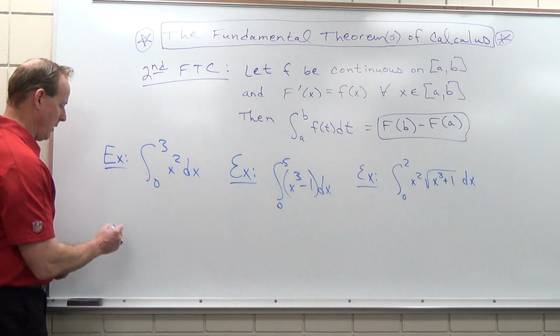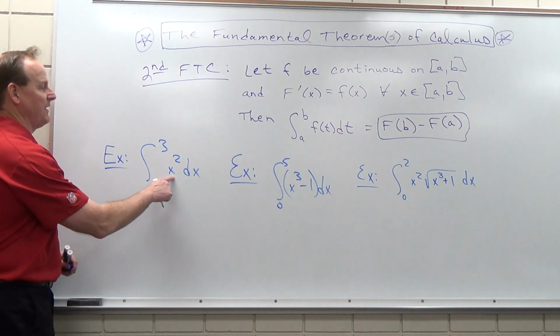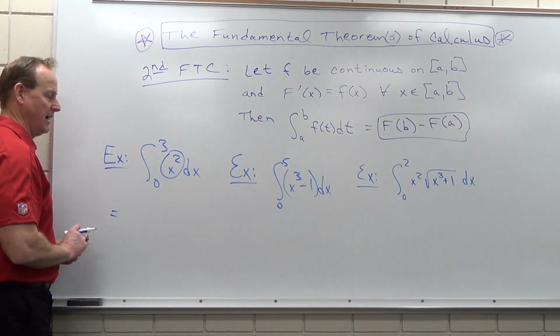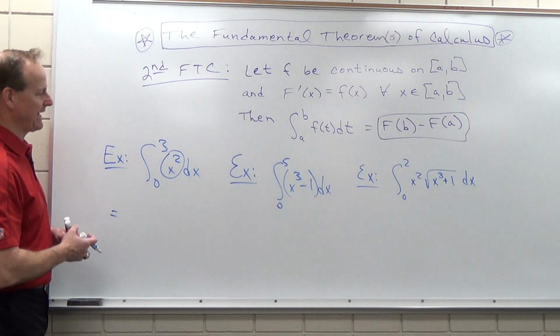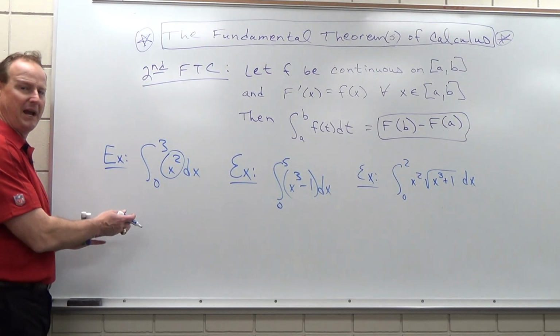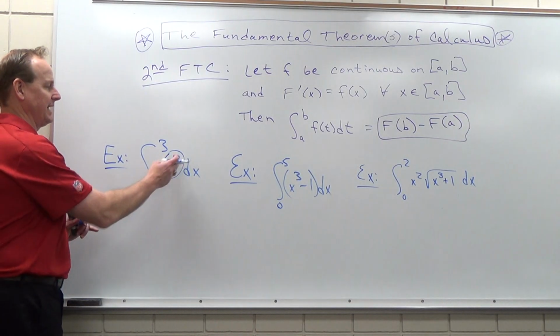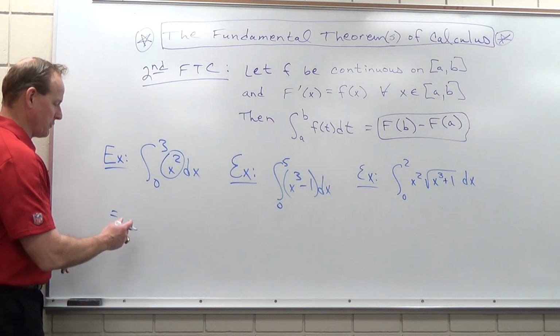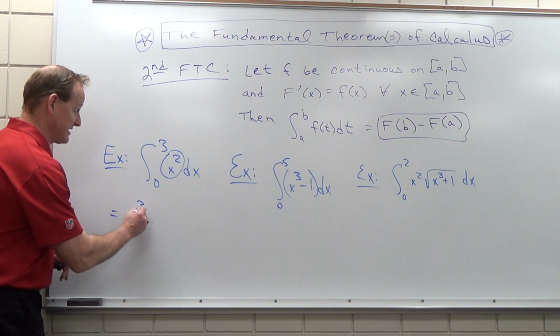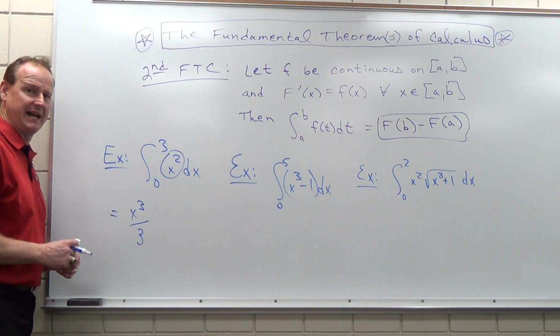So remember, what we want to do here is find an antiderivative of x squared. So here's my little f of x is x squared. So capital F of x, what is an antiderivative of that? Well, it might be easier to say the derivative of what is x squared. Well, the derivative of x cubed is 3x squared, so that's close. But if I said x cubed over 3, that's the antiderivative.